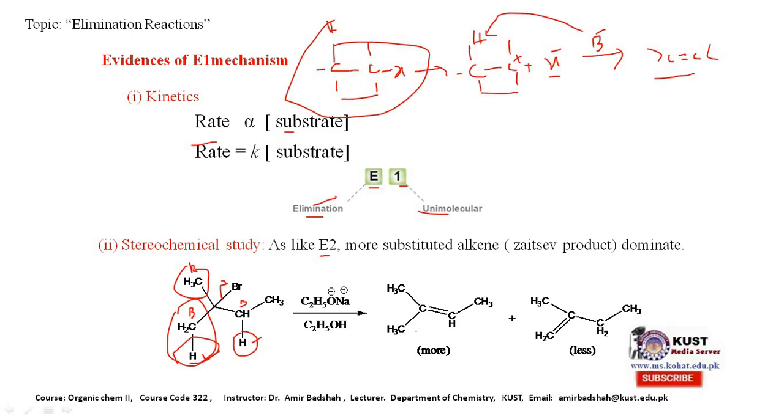Why? Because a double bond will form here, as a result of which a more substituted product is formed. It is a twice substituted product. But if the base abstracts this hydrogen, then the less substituted product will be formed, where there is only one substituent. This is the Hofmann product. So in this case, like E2, in the E1 reaction too, the more substituted product will be dominant.